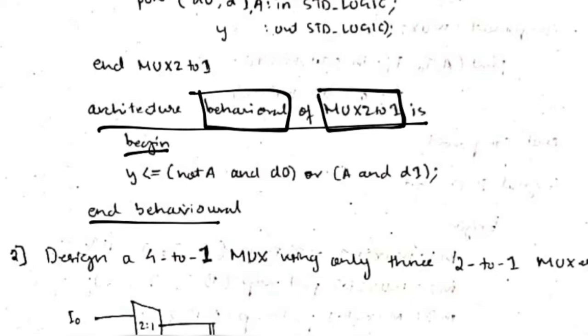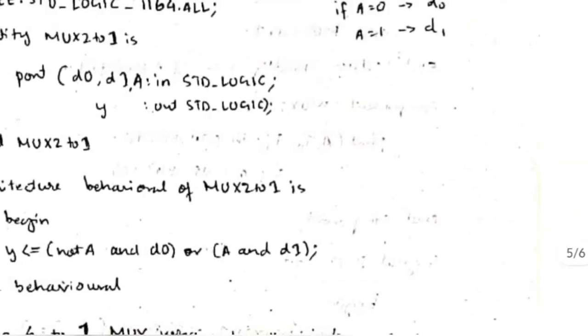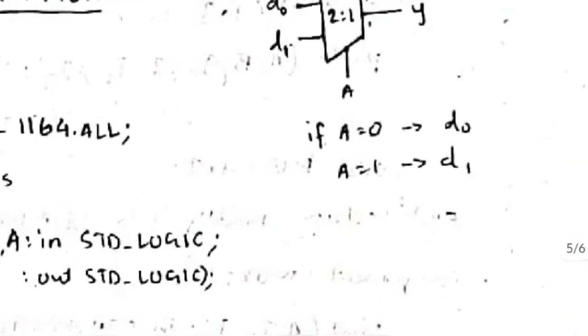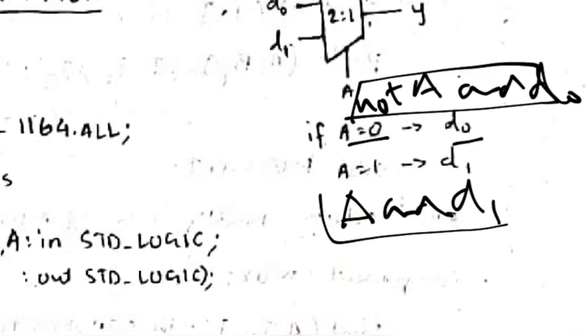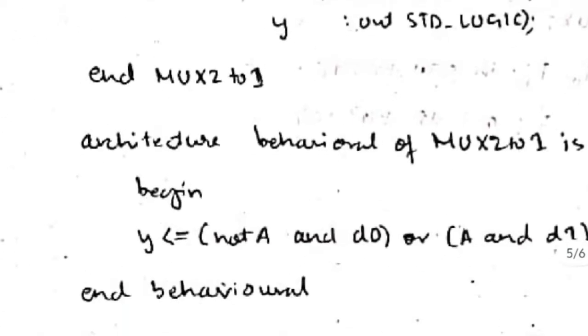Between the begin and end we'll write Y is equal to not A and D naught. Now observe here carefully. When A is 0, we are using D naught. So A is 0 means not A. If A is 1, it is A and D1, not A and D naught. So in that way we will make the equation and write it in the architecture part.